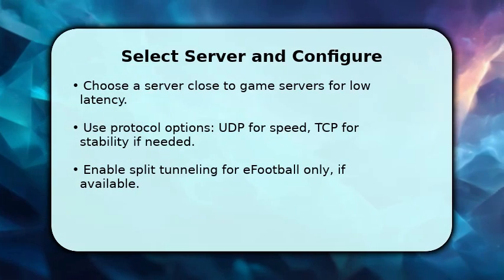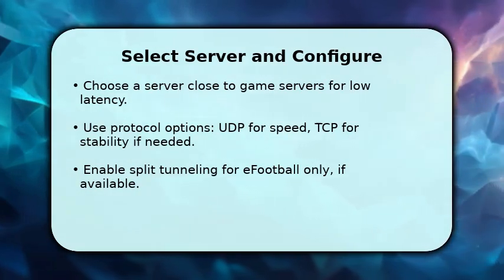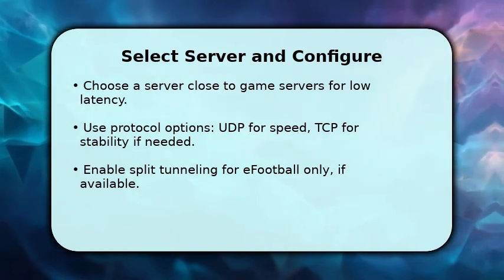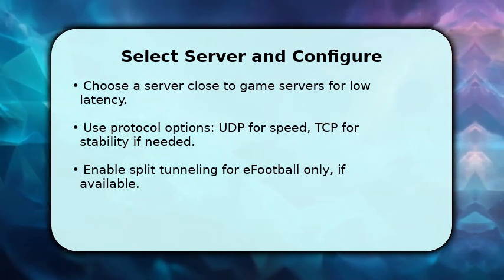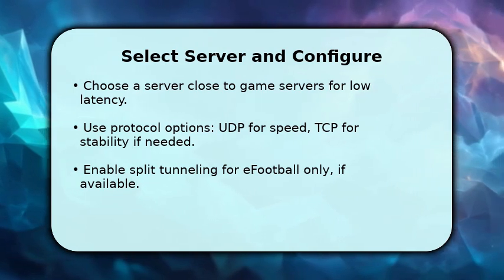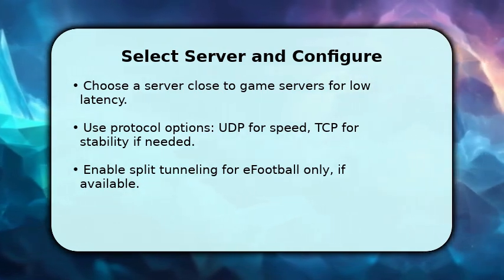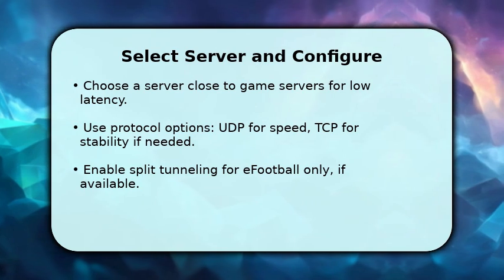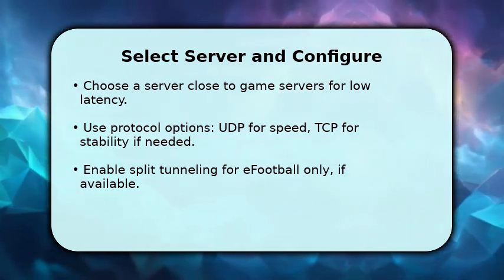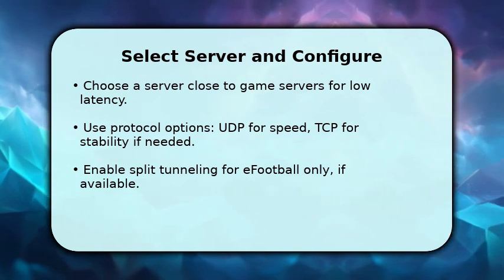You now pick a server optimized for gaming. Prefer a nearby country or the specific game server region to reduce ping. Once selected, choose a protocol. UDP gives lower latency and is usually best for eFootball, whereas TCP helps if you see packet loss. Then, configure split tunneling so only eFootball traffic routes through Panda VPN. This preserves bandwidth for other apps.